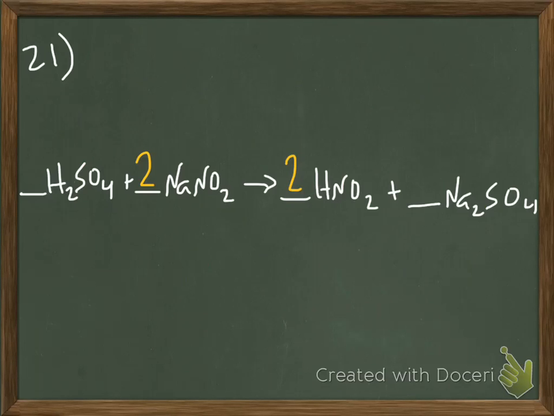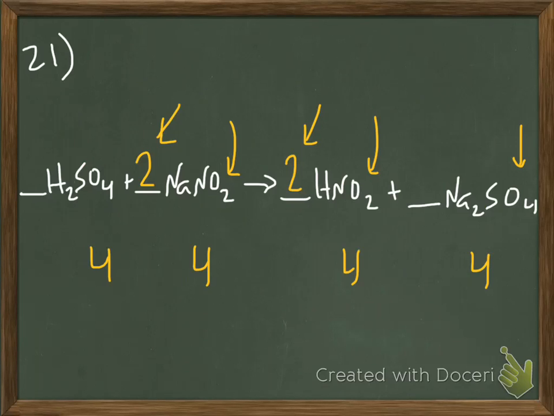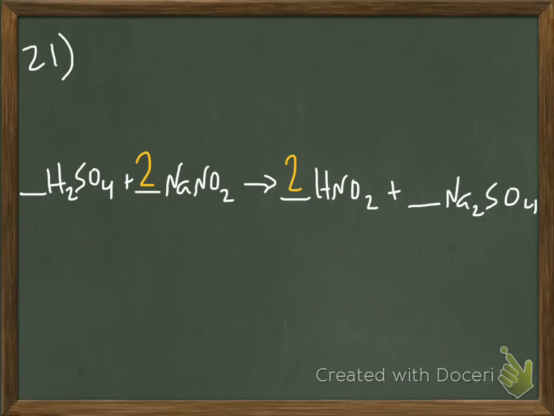Let's count some of the other stuff. H's. I have 2 H's over here. I have 2 H's over here. Okay, so that's good. Let's look at the O's. I got 4 O's right there. I got 4 O's right there, because remember it's 2 times 2. I got 4 O's right here, because remember it's 2 times 2. And I got 4 O's right there. Okay, so that's balanced. 8 O's on each side. So it looks to me like everything is all good. So I'm just going to put 1s in the blanks here. Okay, I hope that this was helpful.